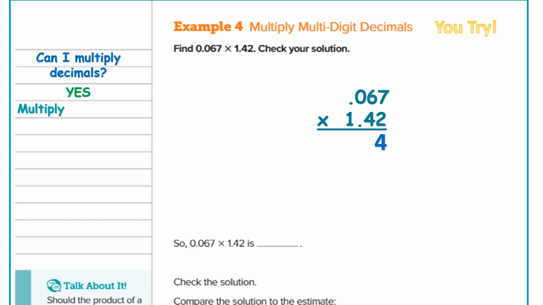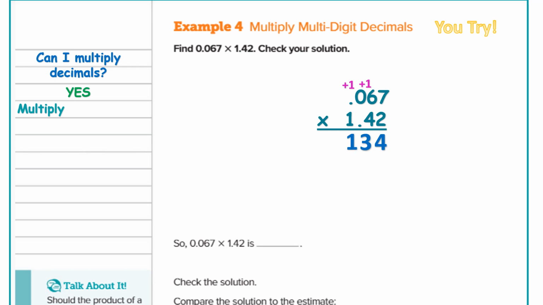So I start with the 2. 2 times 7 is 14. Put down my 4, carry my addition of 1. 6 times 2 is 12, plus 1 is 13. Put down my 3, carry my 1. I do have to go through this next process. 2 times 0 is 0, plus 1 is 1.